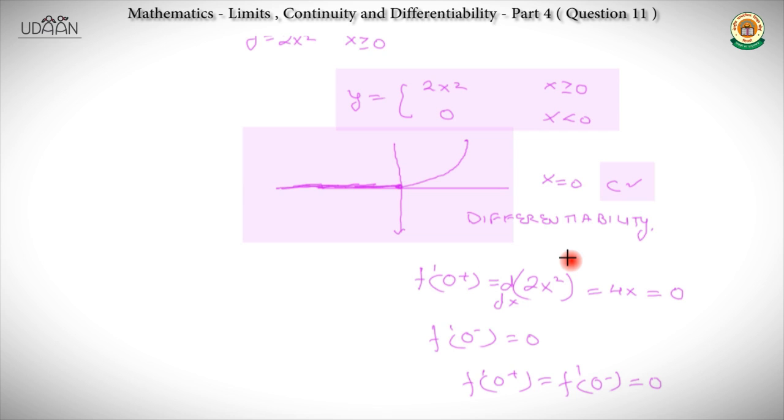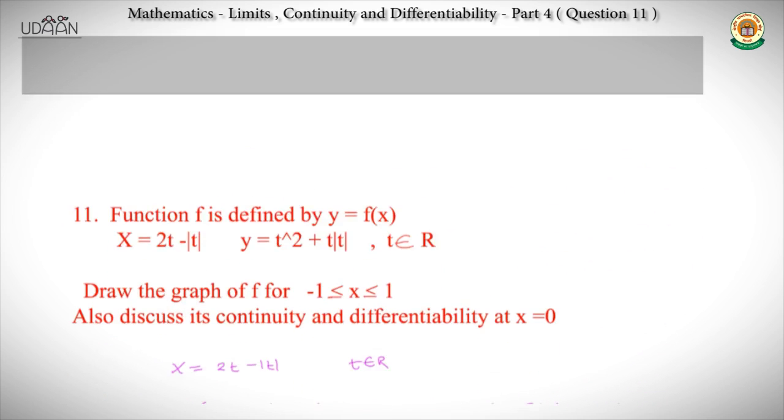So we found that f dash of 0 plus is 0, f dash of 0 minus is 0, and 0 is a finite number. So at the end of the day, f of x is both continuous and differentiable at x equals 0. So this was question number 11.